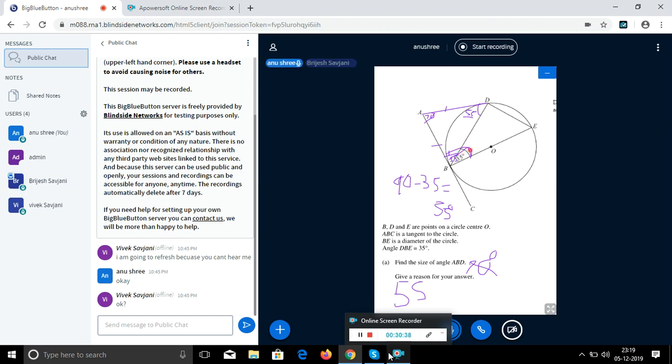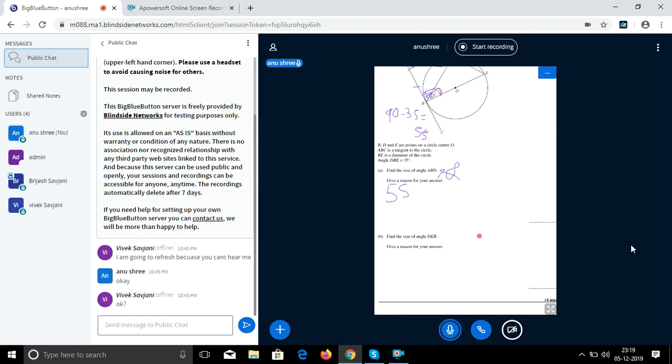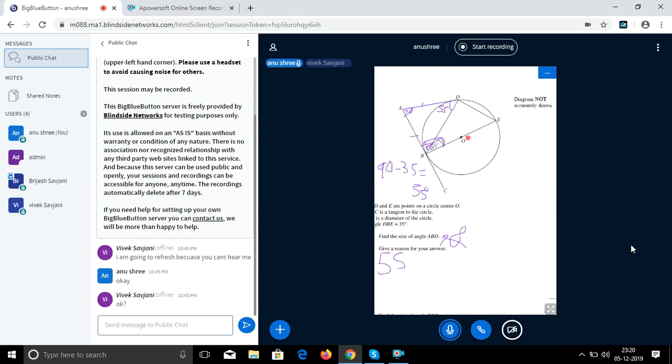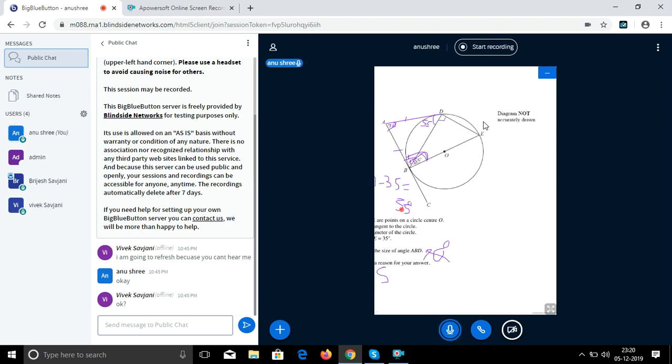Now the next is you have to find the size of DEB. What's your answer, Vivek? Have you done this question? Yeah, I got 55. Okay. Now the size of angle DEB. DEB is just 90 degrees because angles in a semicircle add up to 180. Angle in a semicircle should be 90 degrees, like BDE is 90 degrees, but you have to calculate DEB, this one.